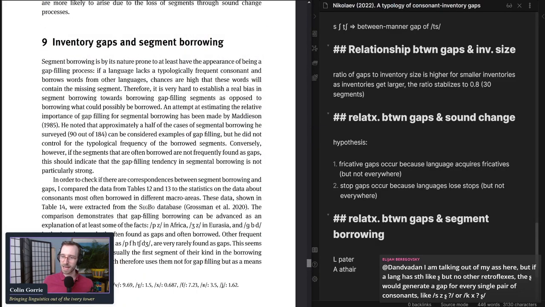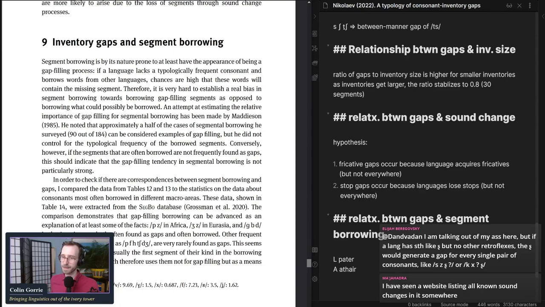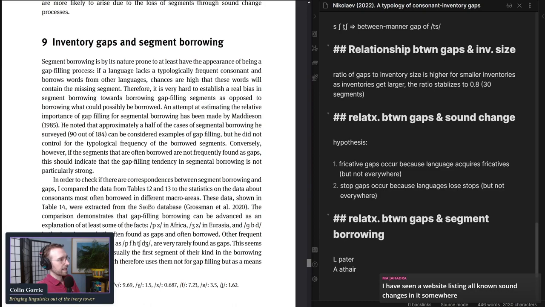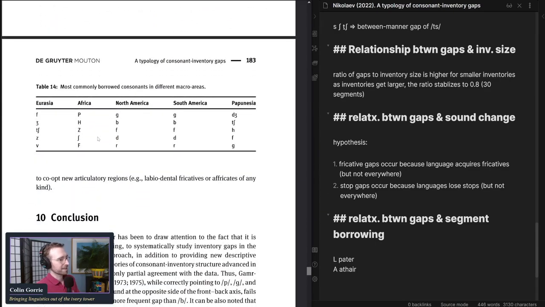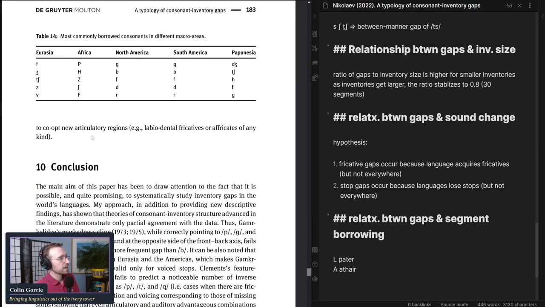Okay, and then we talk about inventory gaps and segment borrowing. So then the idea is, if we have an inventory gap, is it going to be filled by borrowing from other languages? If a language lacks a typologically frequent consonant and borrows words from other languages, chances are high that those words will contain the missing segment. Therefore, it's hard to establish a real bias in this regard. Yeah, interesting. I don't know if we can say a lot about that.